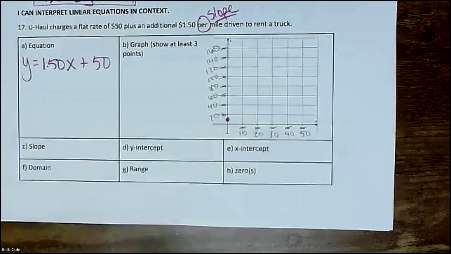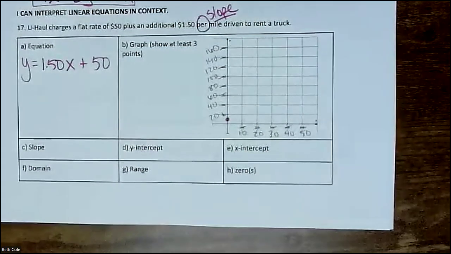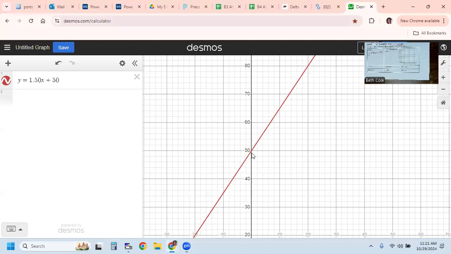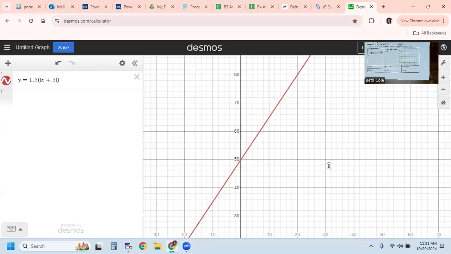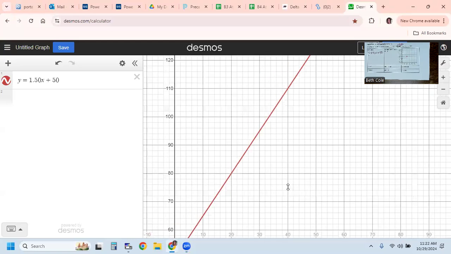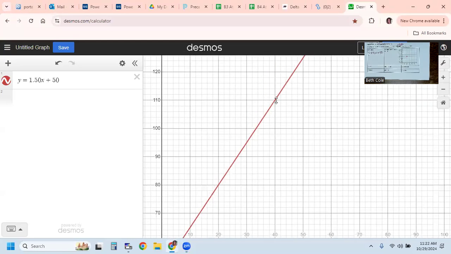Okay, so we counted the X's by 10s, the Y's by 20s. Let me go back to the graph and we'll find some of our pretty points. So it starts at 0, 50. So you can put a point at 0, 50. And then I found another one at 20, 80. So 20, 80 is another one. And it said at least 3. So let me see if I can find another one here. Here's a good one. I got 40, 110.